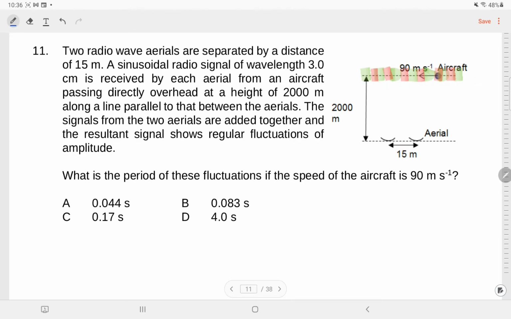So in effect, what we are trying to do is to find the time taken for the aircraft to fly from one maxima to the next maxima. That will give us the period of fluctuation in the signal measured by the aircraft. But how do we know this unknown distance between the maxima? Well, we see that this looks like a two source problem.